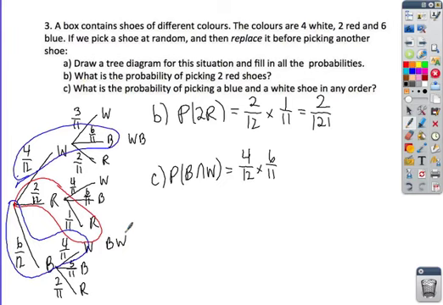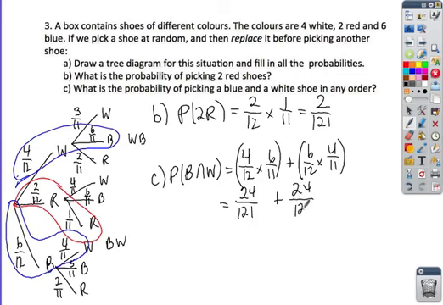These blue-white and white-blue outcomes are mutually exclusive events, so we can simply add those probabilities. So we'll keep the 4/12 and the 6/11 together, and we'll multiply the other pair of probabilities, which are 6/12 times 4/11. Again, you should notice that those probabilities are the same. That should happen. That's obvious. It doesn't matter the order. Which gives a total probability of 48/121.